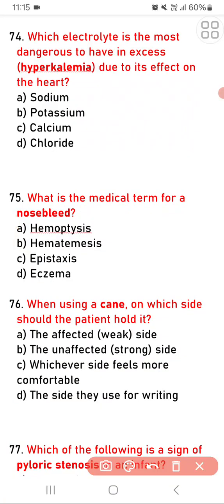Which electrolyte is the most dangerous to have in excess? Hyperkalemia, due to its effect on the heart. Potassium. What is the medical term for a nosebleed? Epistaxis. When using a cane, on which side should the patient hold it? The unaffected strong side.